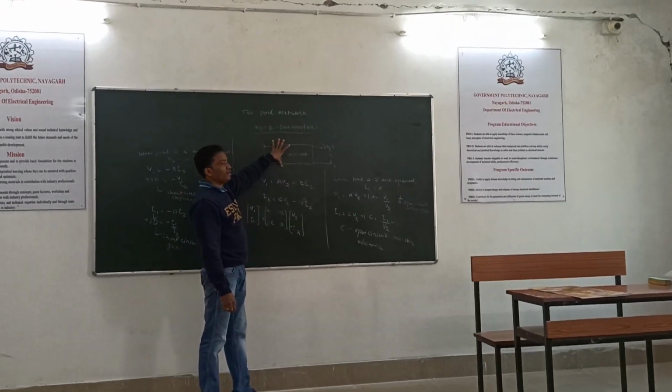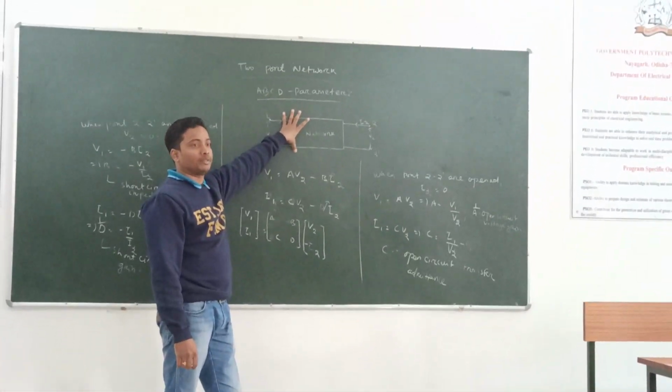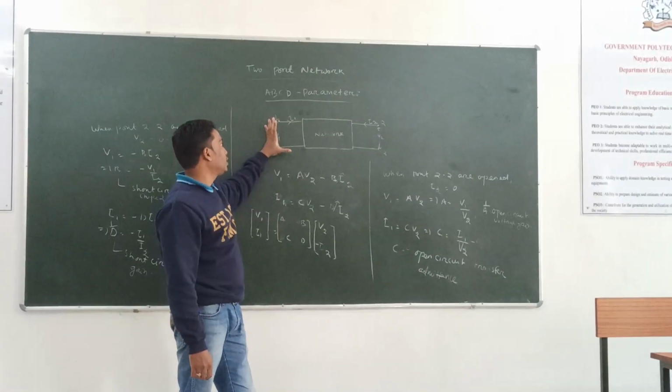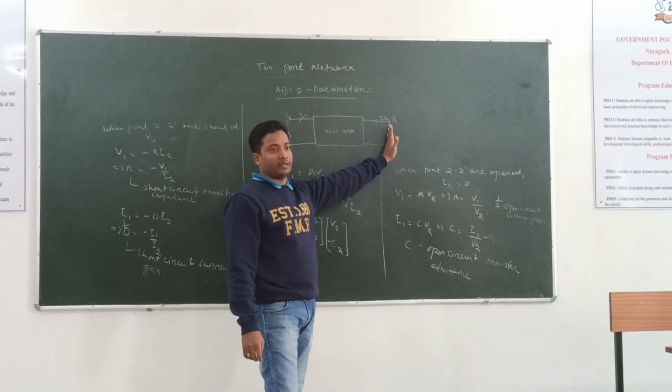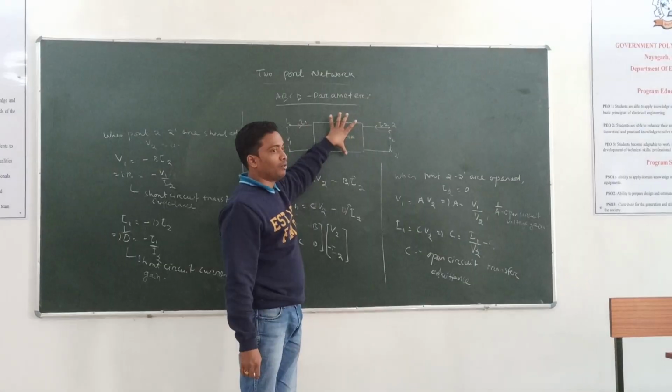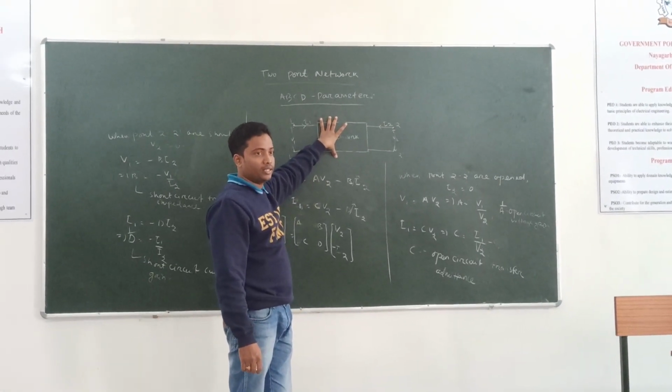For example, the best example of a two-port network is your transmission line. At the generating station, you are the sending end, and at the consumer terminal, it is the receiving end. So in between, the complex network, you can consider that a two-port network. Okay.